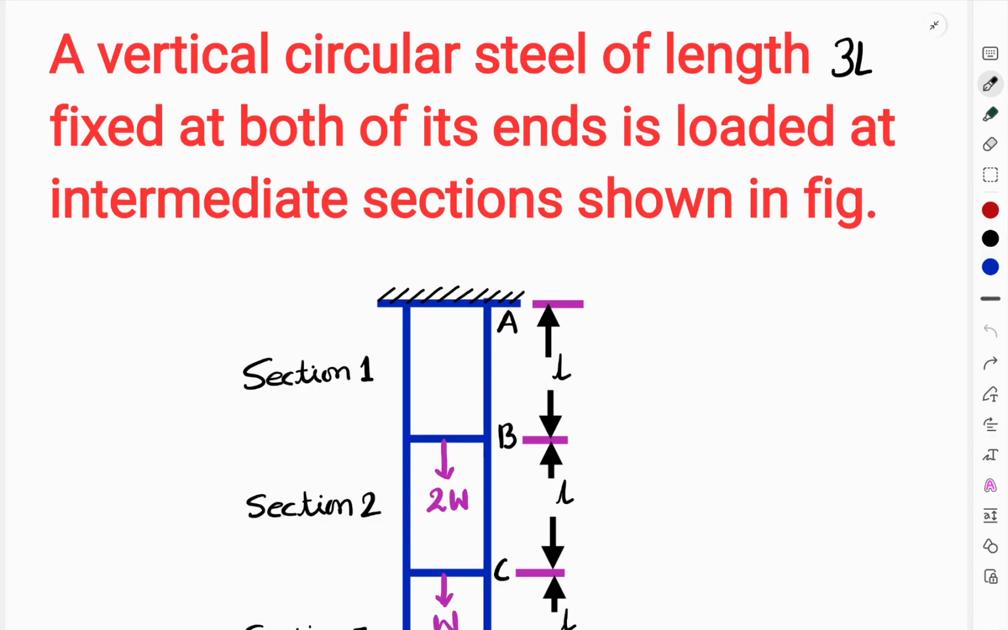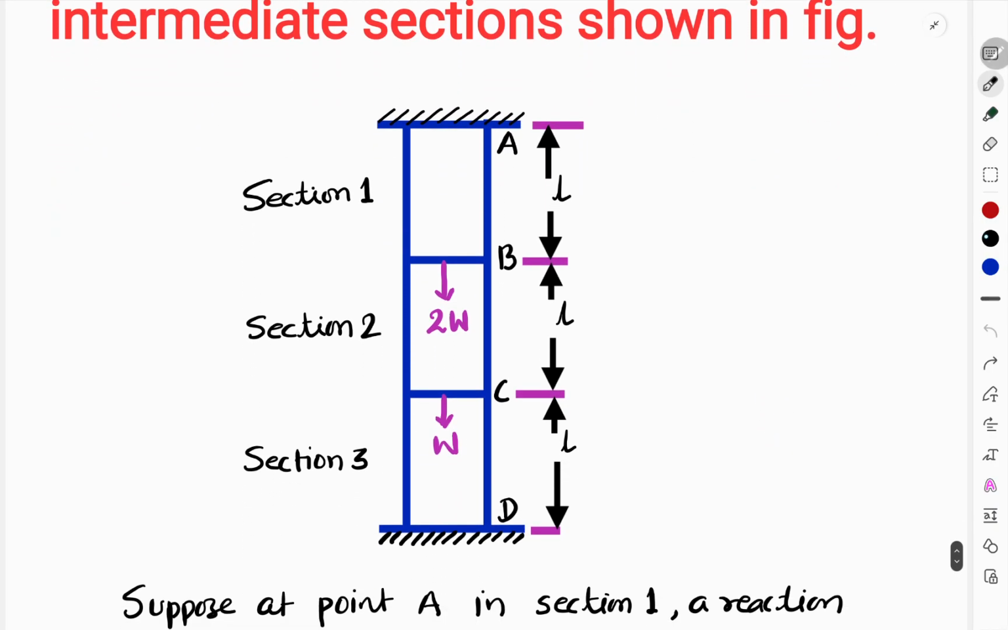So now there is a problem. The problem is a vertical circular steel bar of length 3L, fixed at both of its ends, loaded at intermediate sections as shown in the figure. What are the loads applied for a particular section that we need to define? What are the forces each section experiences? That is the goal to define. So how do we define this?